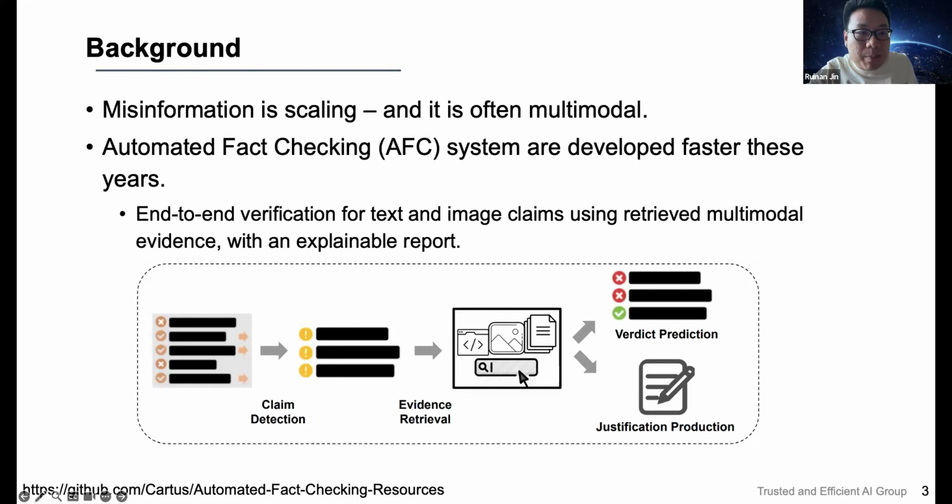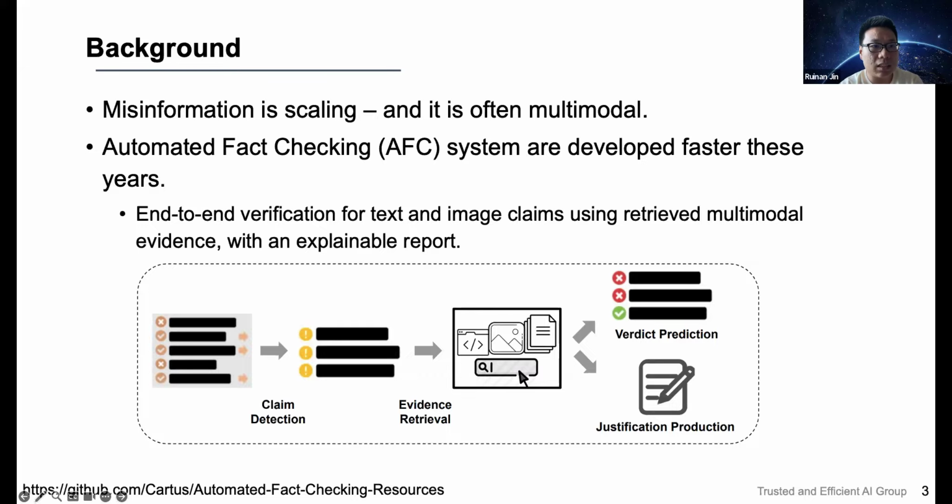So first, this is the background about fact checking. The motivation of this kind of technique is that misinformation is scaling and it is often multimodal. The misinformation can be AI generated information nowadays, like hallucinated information. And it can also be text on web sources, like news articles and so on.